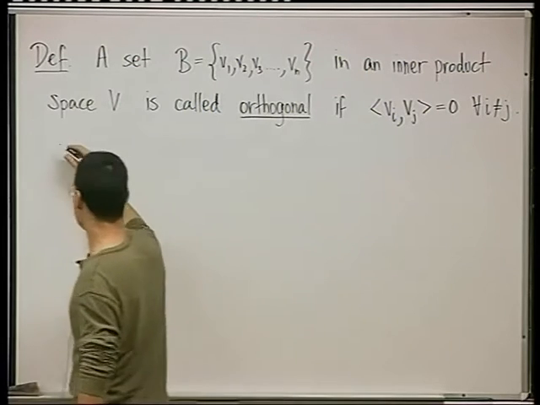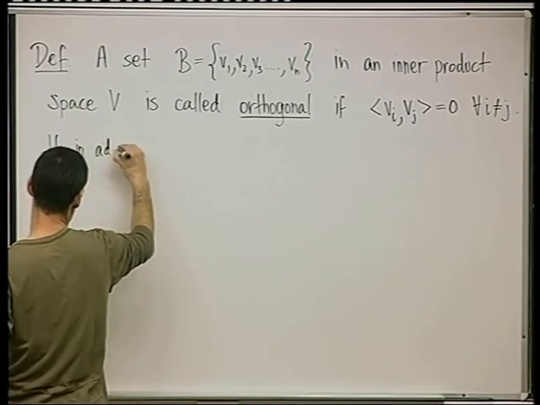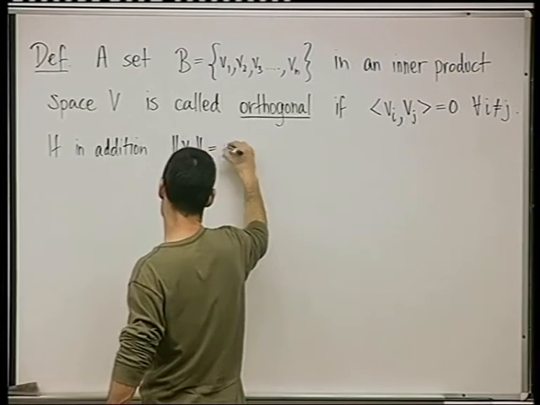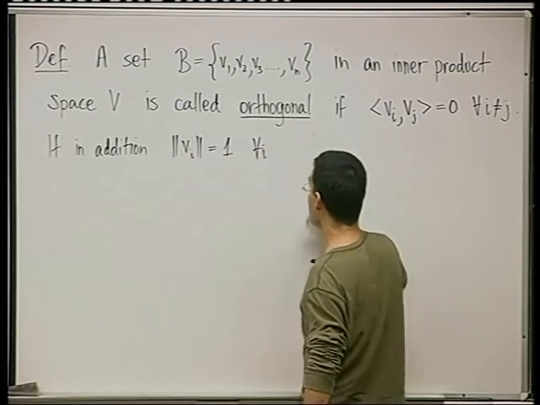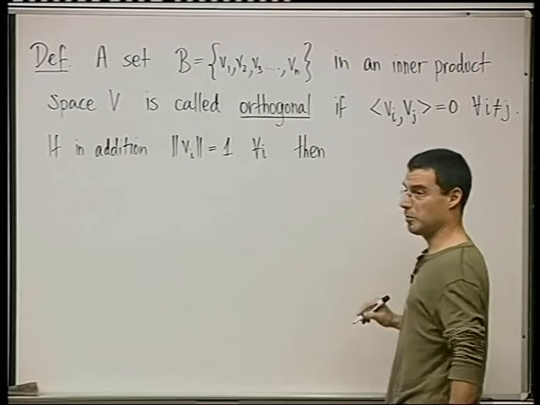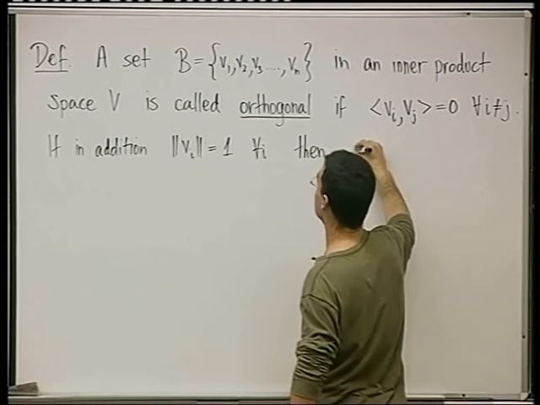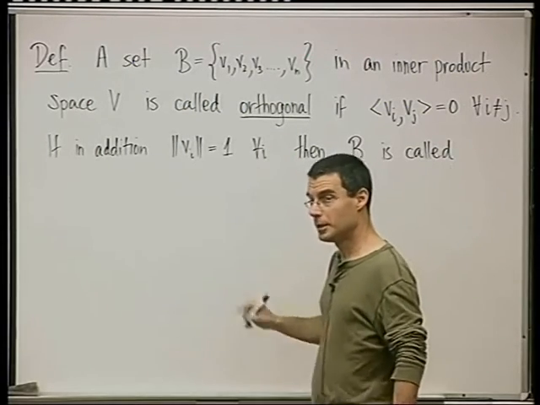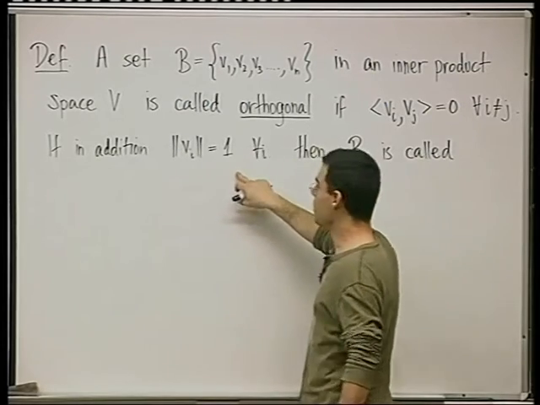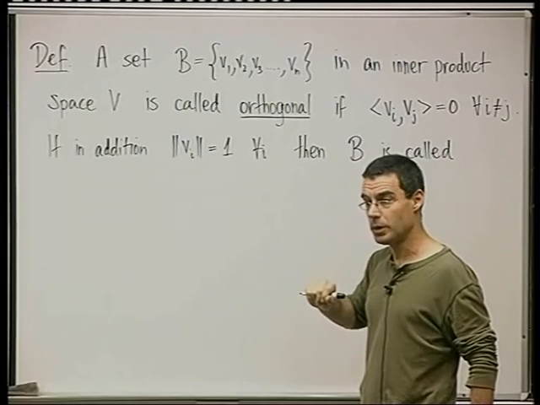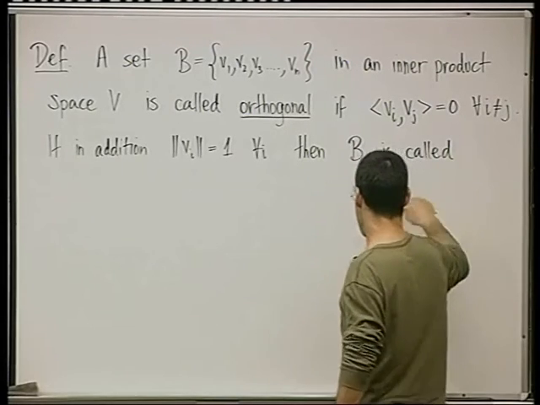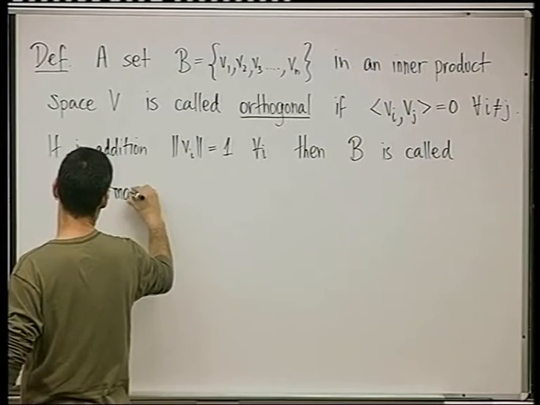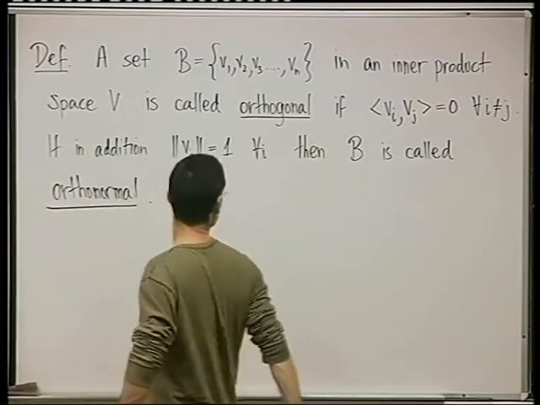If in addition the norm of each vi is 1 for every i, then there's another name for it. Then B is called, it starts with ortho, but having vectors of length 1 means they're normalized. That's the word that we usually use. They're normalized vectors, and B is called orthonormal. That's the terminology. Okay?